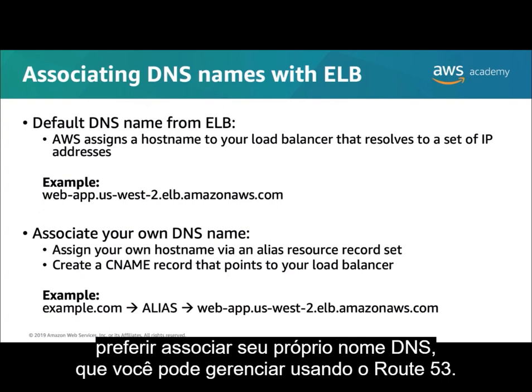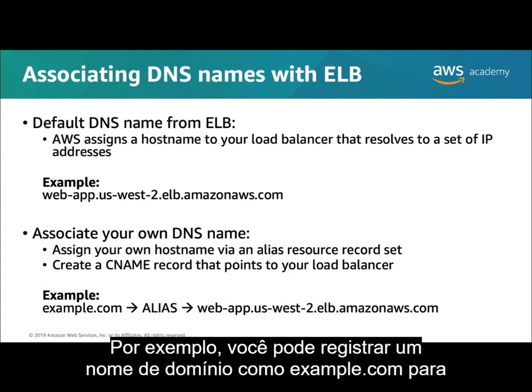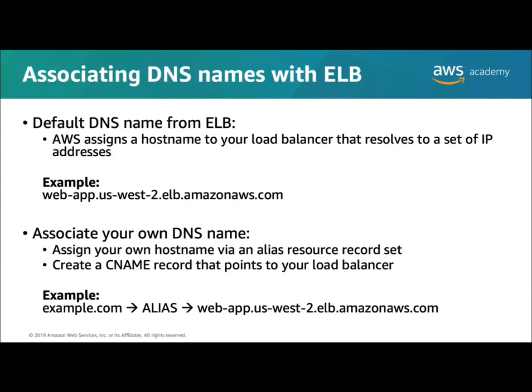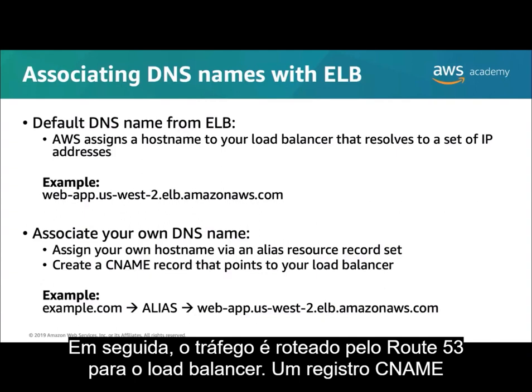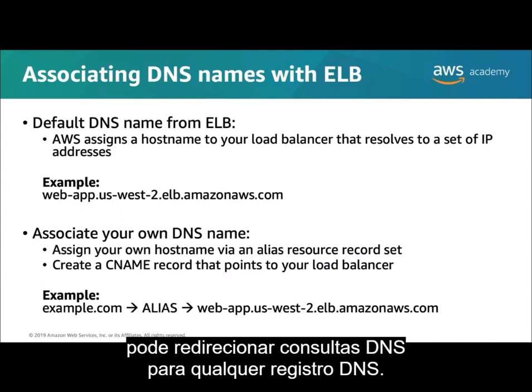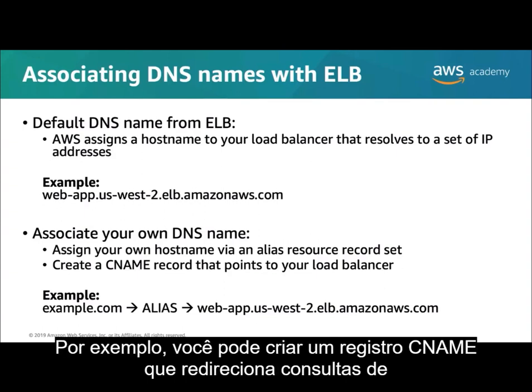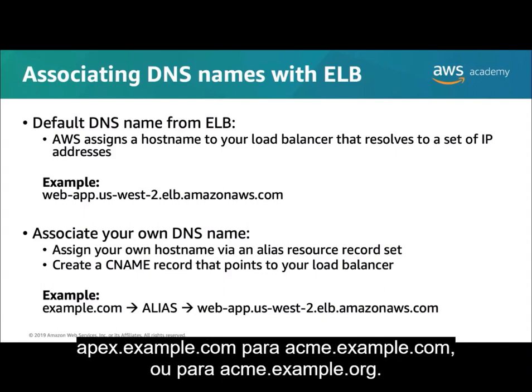But you might prefer to associate your own DNS name, which you could manage by using Route 53. For instance, you could register a domain name like example.com for your website or web application. Then, traffic is routed by Route 53 to your load balancer. A CNAME record can redirect DNS queries to any DNS record. For example, you could create a CNAME record that redirects queries from apex.example.com to acme.example.com or to acme.example.org.